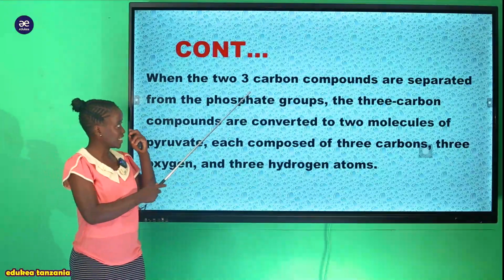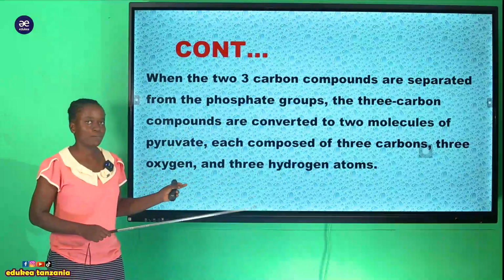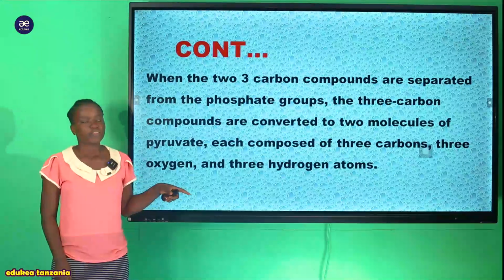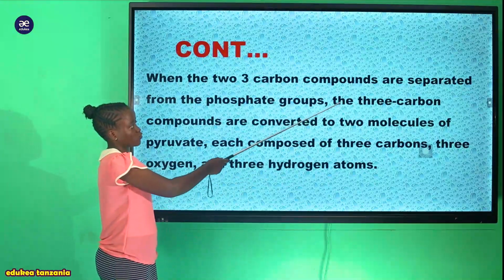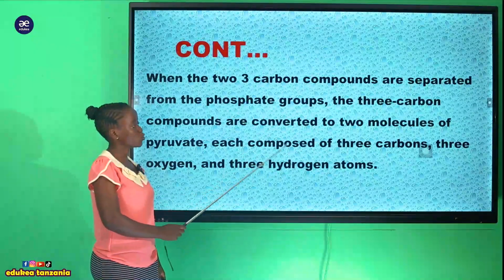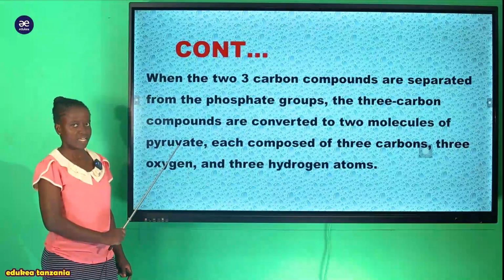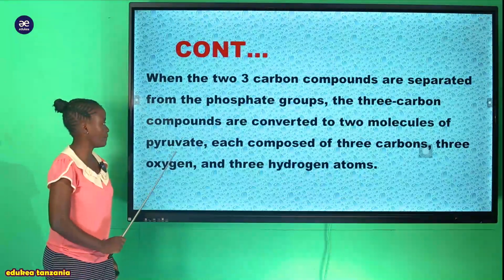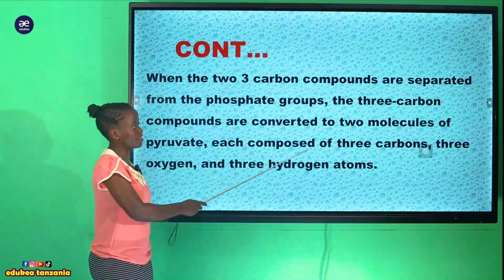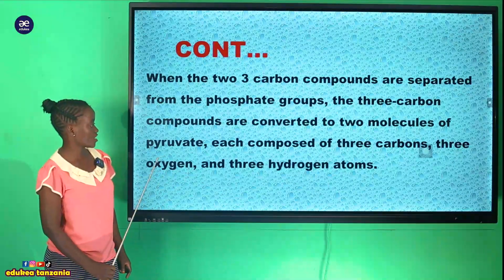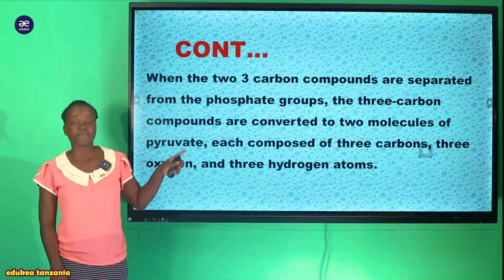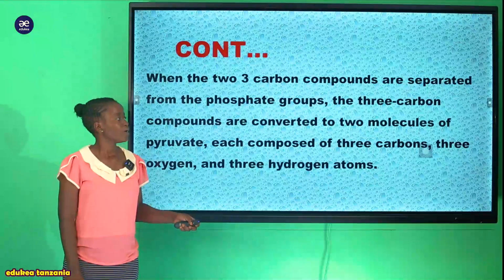So you have to keep it into your mind. Those 3 carbon compounds zikibi separated, meaning that the phosphate group now tends to be removed from those 3 carbon compounds. The result now will tend to form the 3 carbon compounds, which will be converted to 2 molecules of pyruvate. So tukishaondoa phosphate group, tutapata molecule of pyruvate, ambayo kwenye hii molecule of pyruvate, each is composed of 3 carbons and 3 oxygen together with the 3 hydrogen atoms. So we tend to convert our molecule, which is a 3 carbon sugar.